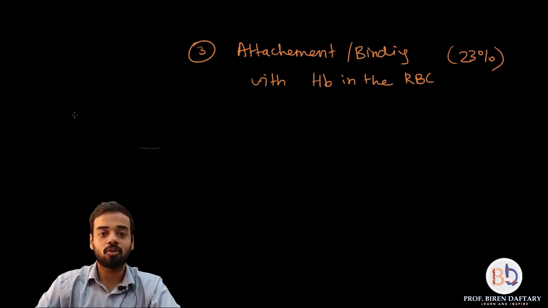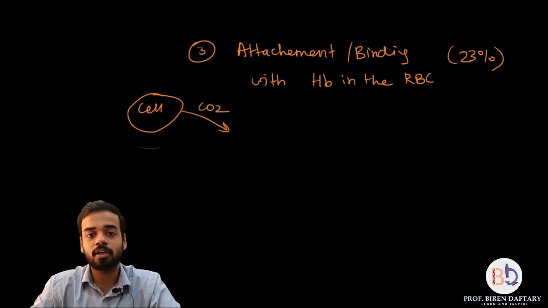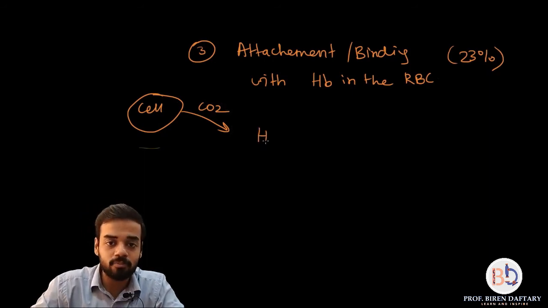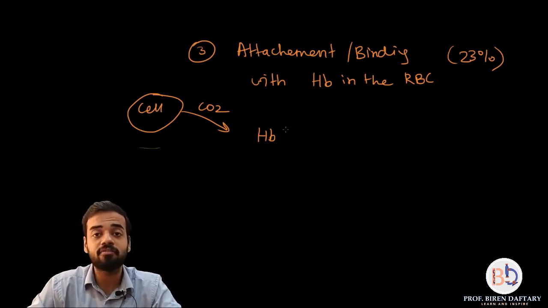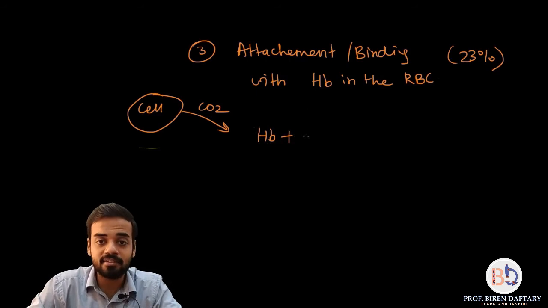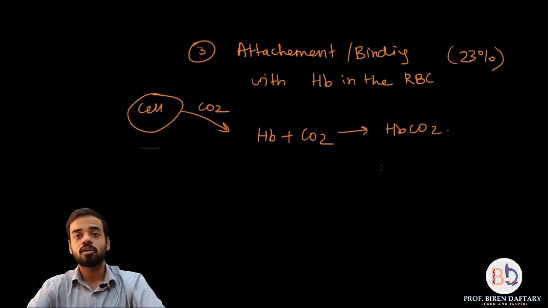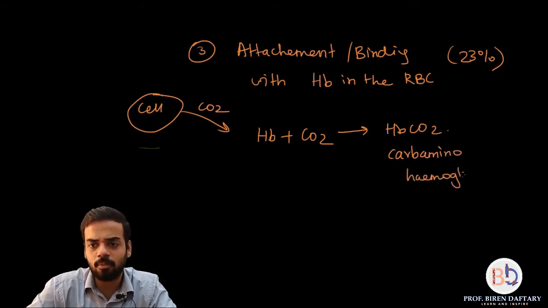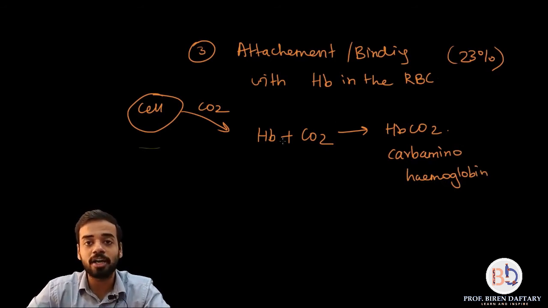So what happens is, now again, this is the cell. Okay, the cell produces carbon dioxide. Now what happens is, this 23% of the carbon dioxide goes and binds with hemoglobin. So now it is not entering the RBC, nor is it dissolving in plasma, but it is binding with the hemoglobin present in the RBC, and hemoglobin and carbon dioxide bind and form a compound called HbCO2. Now this compound is called carbaminohemoglobin. Now why is it called carbaminohemoglobin? Because this carbon dioxide attaches to the amino group of the hemoglobin.